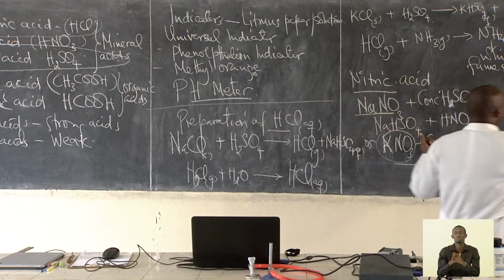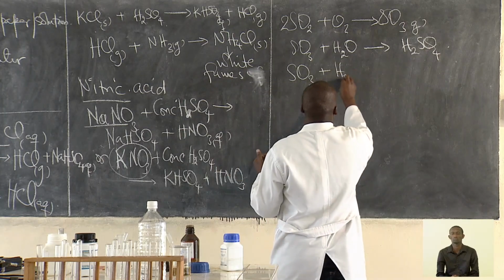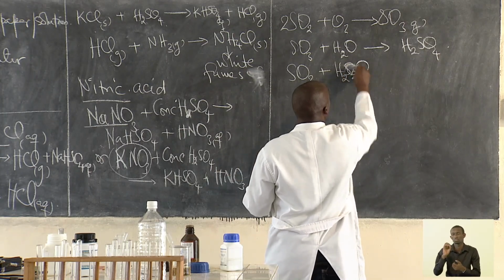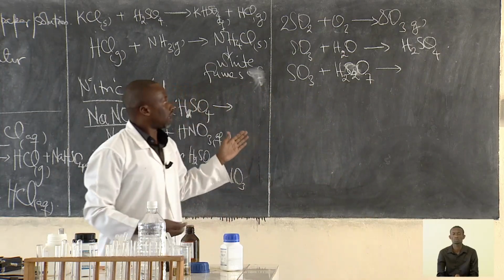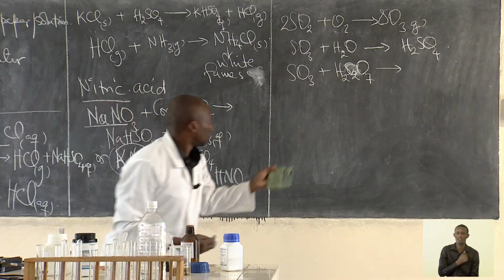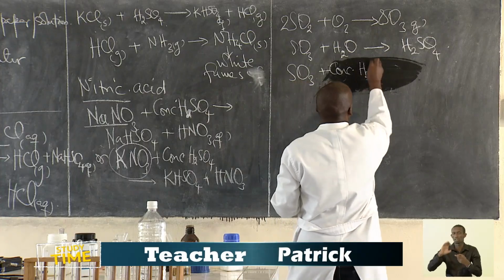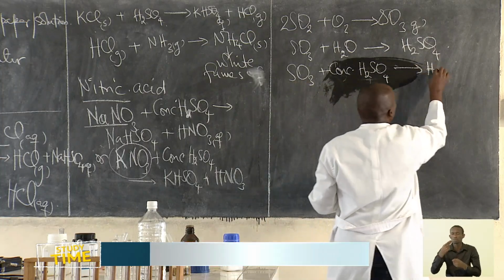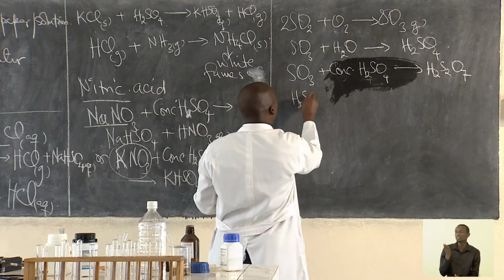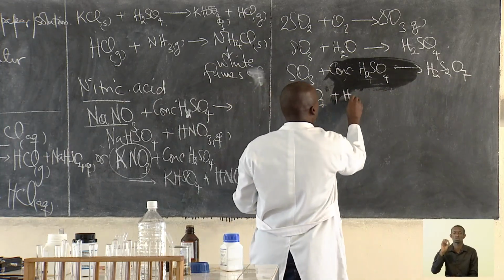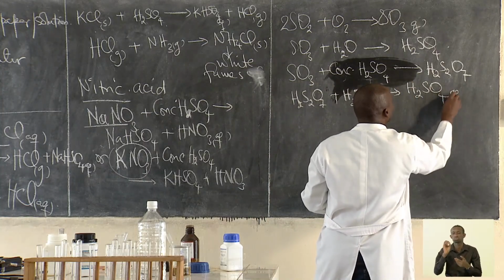So usually, the sulfur trioxide is mixed with the oleum. I'm just trying to remind you about this. Oh, it is mixed with a little concentrated sulfuric acid, and this forms the oleum, fuming sulfuric acid. So this fuming sulfuric acid reacts with water to form concentrated sulfuric acid.